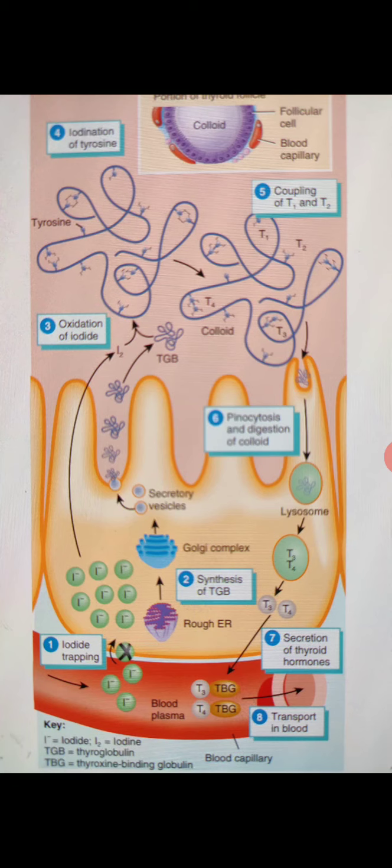Then the last point, 8th, transport in the blood. More than 99% of both T3 and T4 combine with transport proteins in the blood, mainly thyroxine binding globulin, TBG. This is all about the steps in the synthesis and secretion of the thyroid hormone.